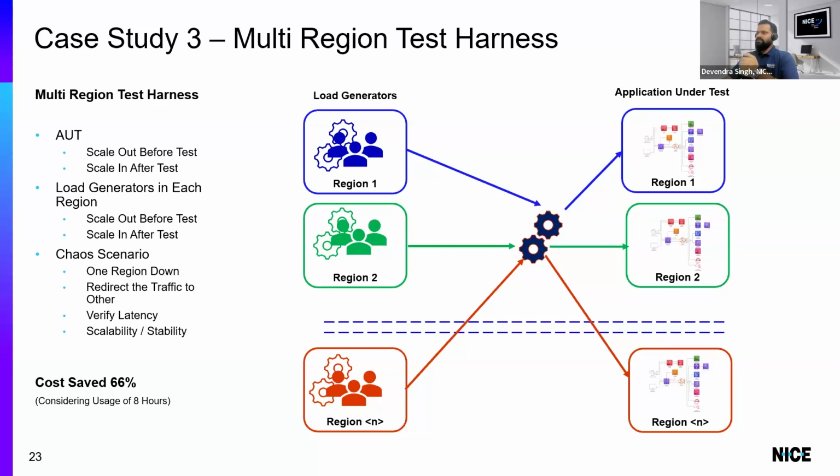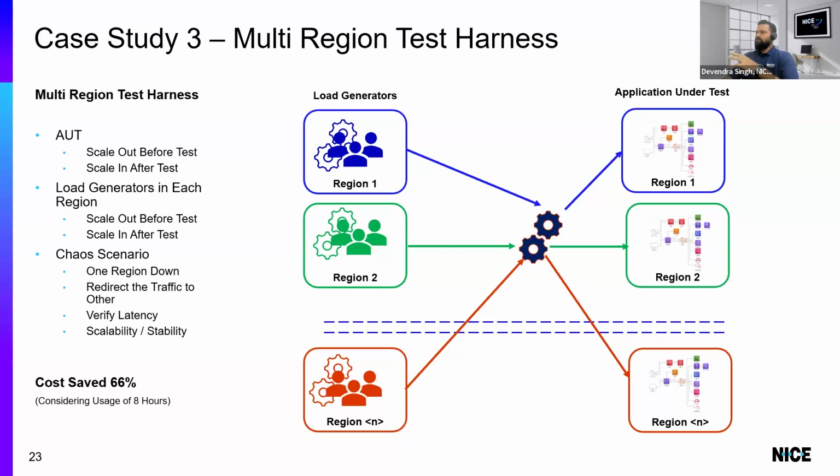We will verify the latency. Suppose region one has gone down, how will the response time or the user experience change for the region one users if they are being served from region two, because that will be the nearest proximity region, but the number of hops may increase as compared to region one. So we will check that.